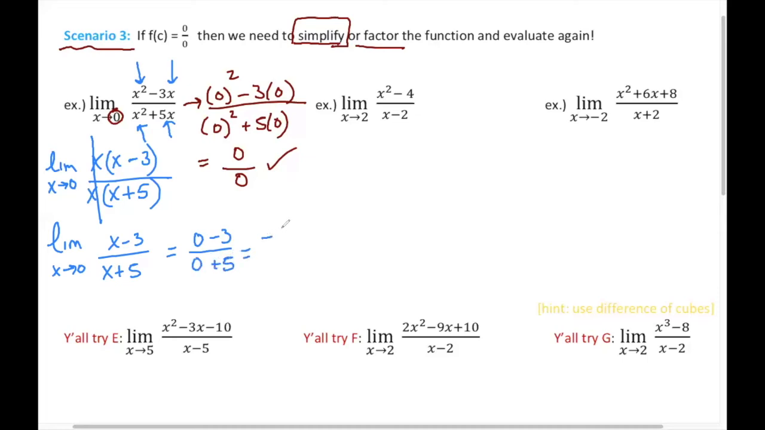So that would just be -3/5, which would be your limit. If you change that into a decimal, 3/5 is 0.6, so it would be -0.6. All right? So that is a tactic using simplifying or factoring to break it down and then evaluate it again. So let's take a quick peek on Desmos and see where this -0.6 is coming from.